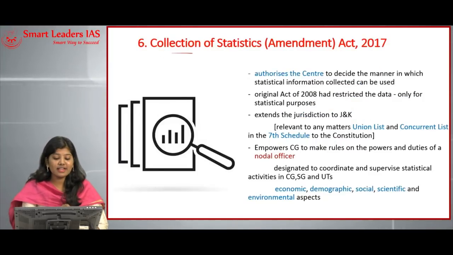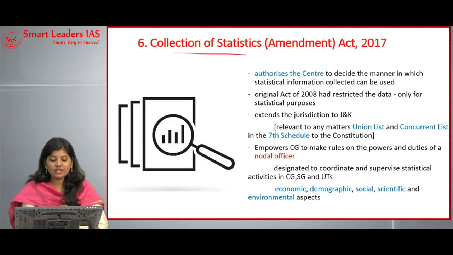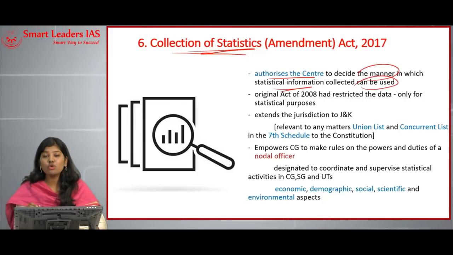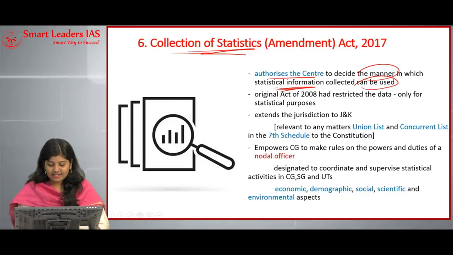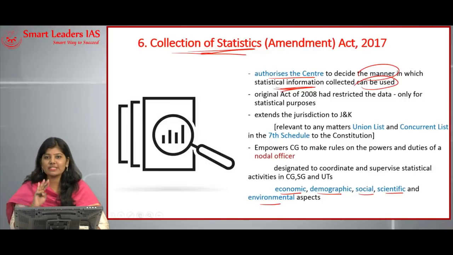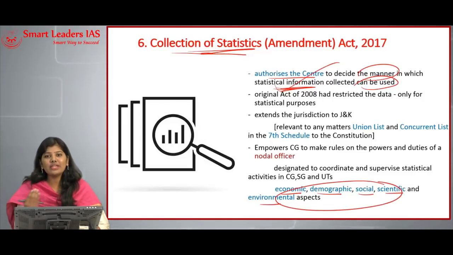So the next article is Collection of Statistics Amendment Act 2017. This Collection of Statistics Bill is authorizing the center to decide the manner in which the statistical information which is getting collected can be used. The economic, demographic, social, scientific and environmental aspects of data, whichever is getting collected from the country, they all constitute statistical information. So the new bill suggested that how these kinds of statistical data can be used is decided by the center. So that is what this new bill aims at.